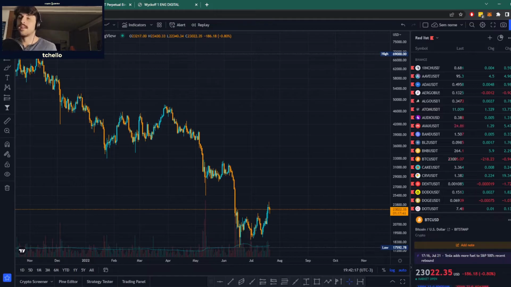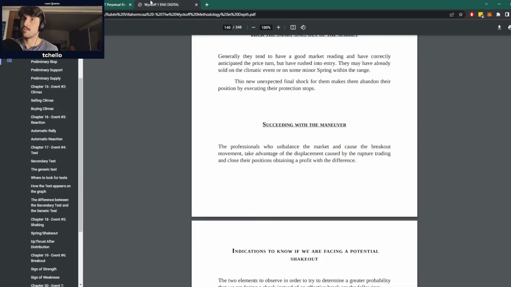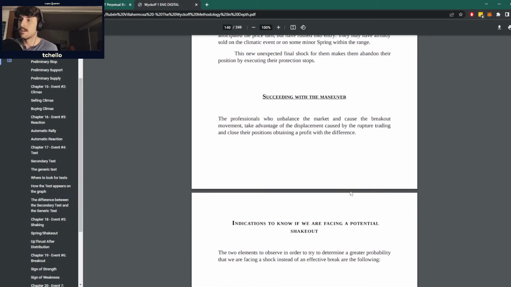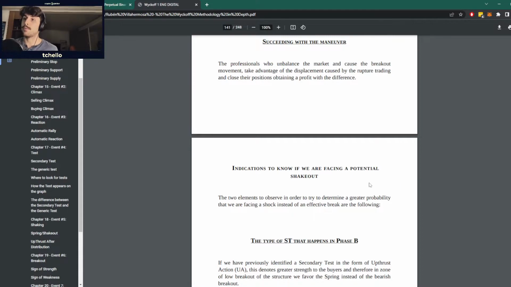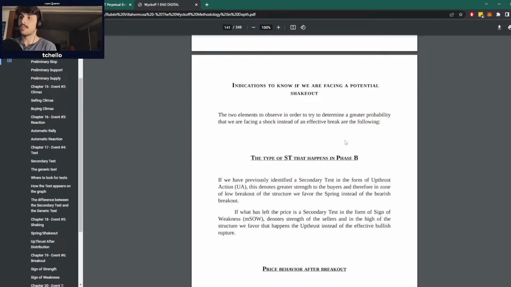Through all of that, they manage to just accumulate as much as they can for the cheapest price possible and sell as much as they can for the highest price possible, right? This is the main intention of all these shakeouts, right? Now, how should we know that we are facing a potential shakeout? So basically, we can see if it is a shakeout through the secondary test that we mentioned before, right?